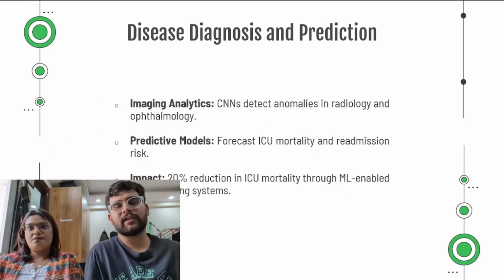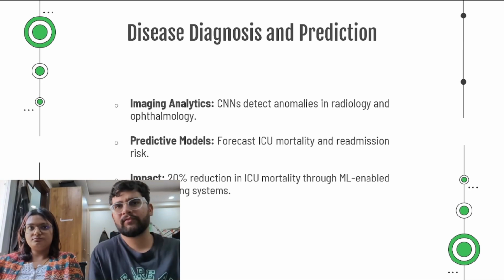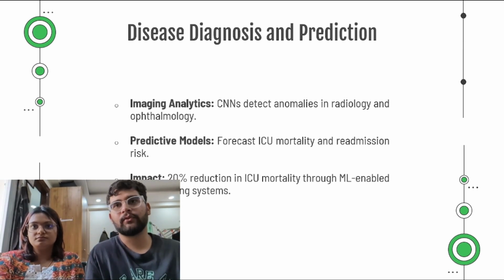Disease diagnosis and prediction. ML models like CNNs analyze X-rays and MRIs to detect conditions early. Predictive models flag high-risk ICU patients. Hospitals that use these have seen up to 20% fewer ICU deaths, saving lives through early action.